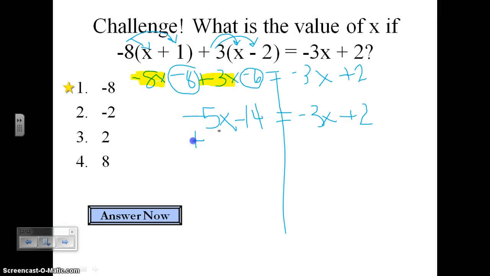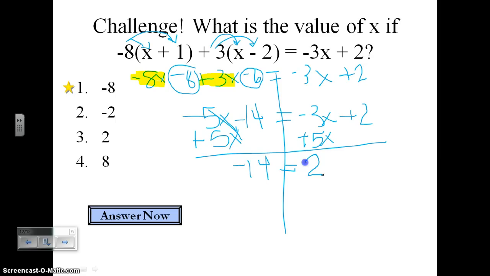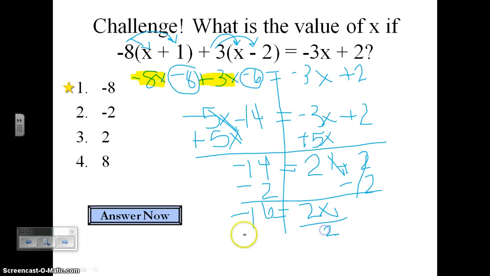Now, we're going to move the 5x over because it's the smallest number because it's negative 5. Remember, this is going to cancel. I'm left with negative 14 equals 2x plus 2. Then I'm going to subtract 2 from both sides. And I have negative 16 equals 2x. Divide by 2, divide by 2, and x equals negative 8. Okay, awesome job.